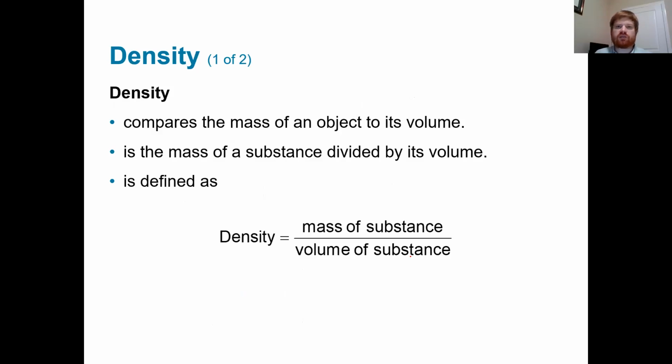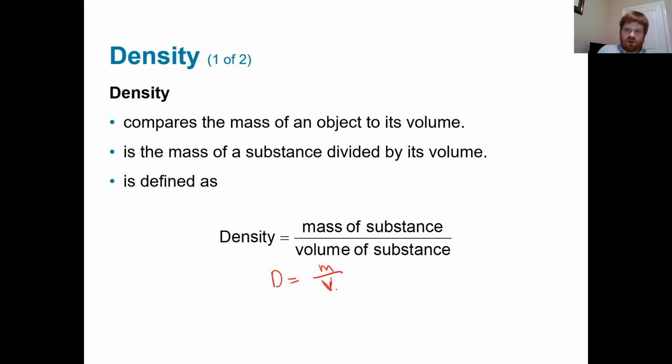So density is the relationship between the mass of an object and its volume. So what you do is you take the mass of a substance and divide it by its volume. That's this density equals the mass of a substance divided by its volume. This is often given, and you'll see this on the test as D equals M over V.